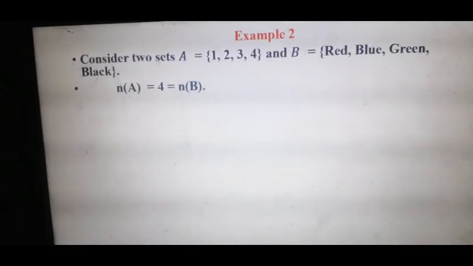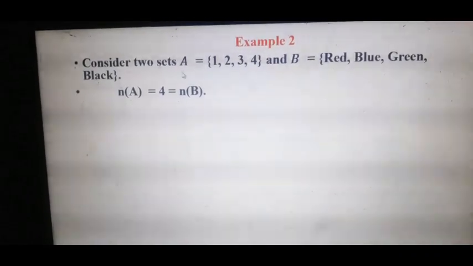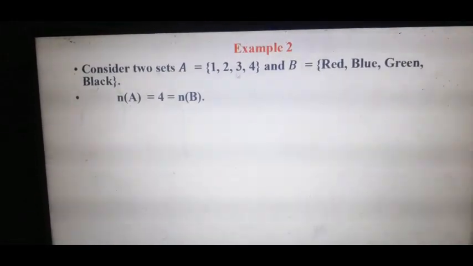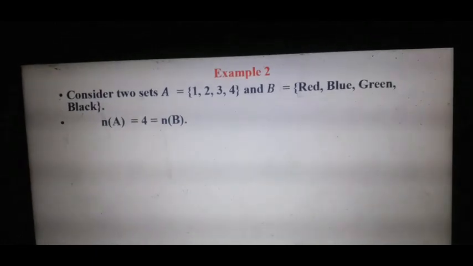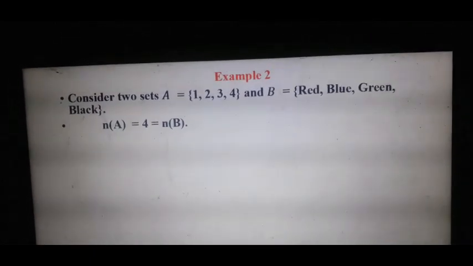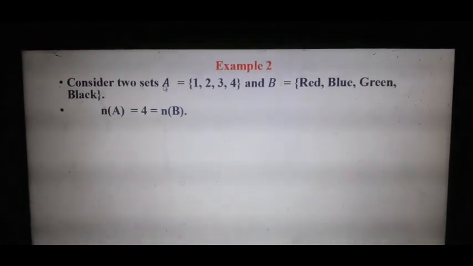Okay. For example, consider two sets A and B. A is a set containing the elements 1, 2, 3, 4. B also contains the elements red, blue, green, and black. What's the number of elements of A?